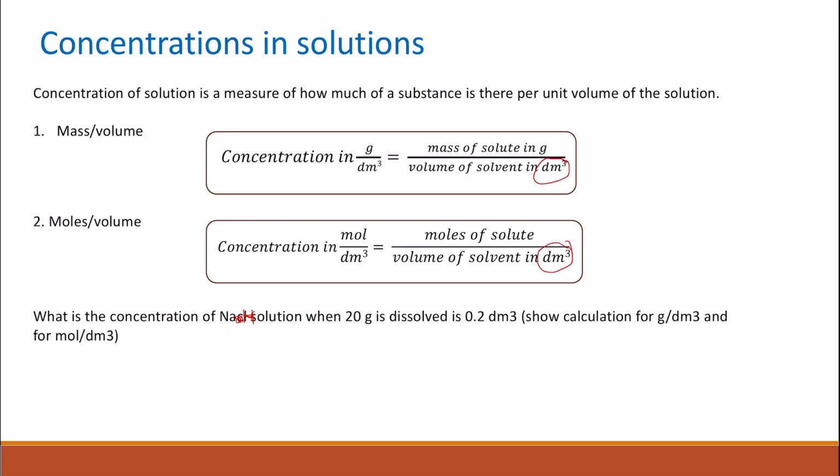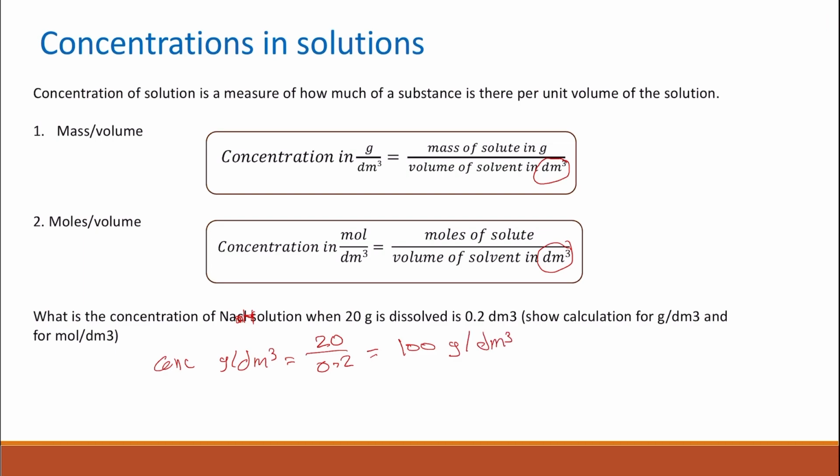First of all, it's very simple to show the concentration in gram per decimeter cubed. It will equal the mass, which is 20 gram, over the volume of the solvent in decimeter cubed, which is 0.2. So this is 100 gram per decimeter cubed.